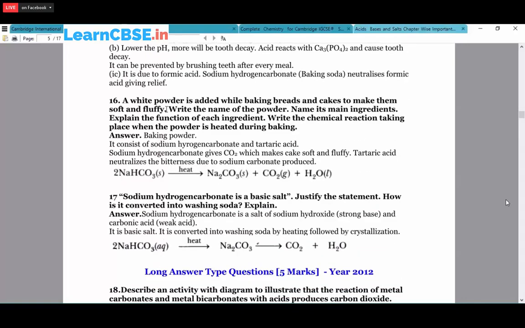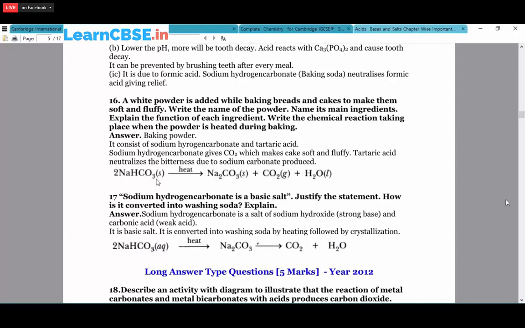A white powder is added while baking breads and cakes to make them soft and fluffy. Write the name of the powder. Name its main ingredients. Explain the function of each ingredient. Write the chemical reaction taking place when the powder is heated during baking. The answer is baking powder. It consists of sodium hydrogen carbonate and tartaric acid.